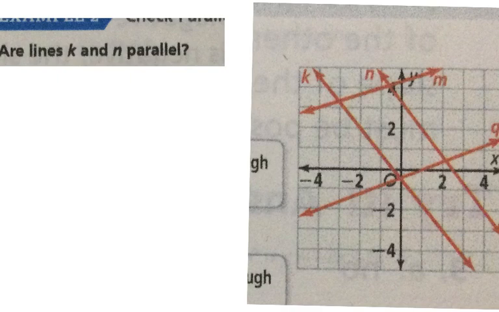Right? Either way, you can choose either way you want to do it on this problem. But you should find the slope of K is -5 over 4. Now you guys try to find the slope of N.